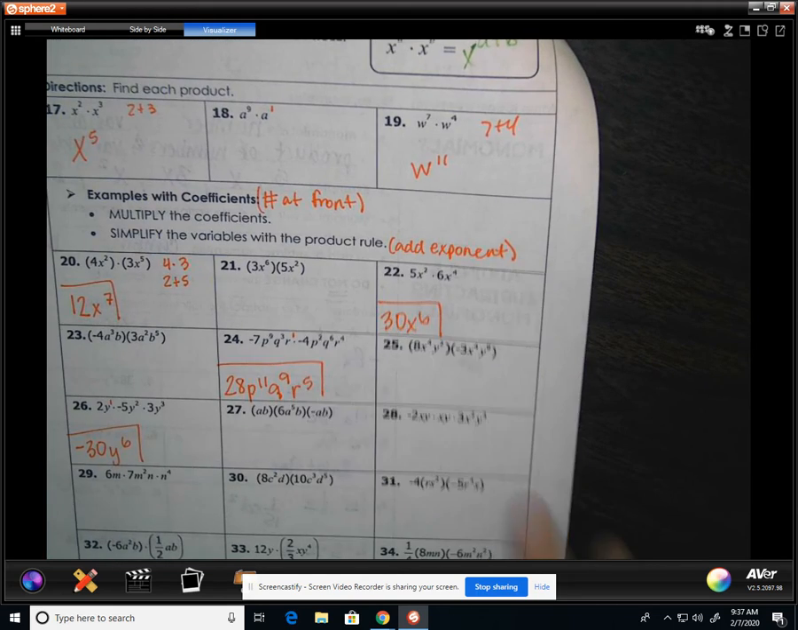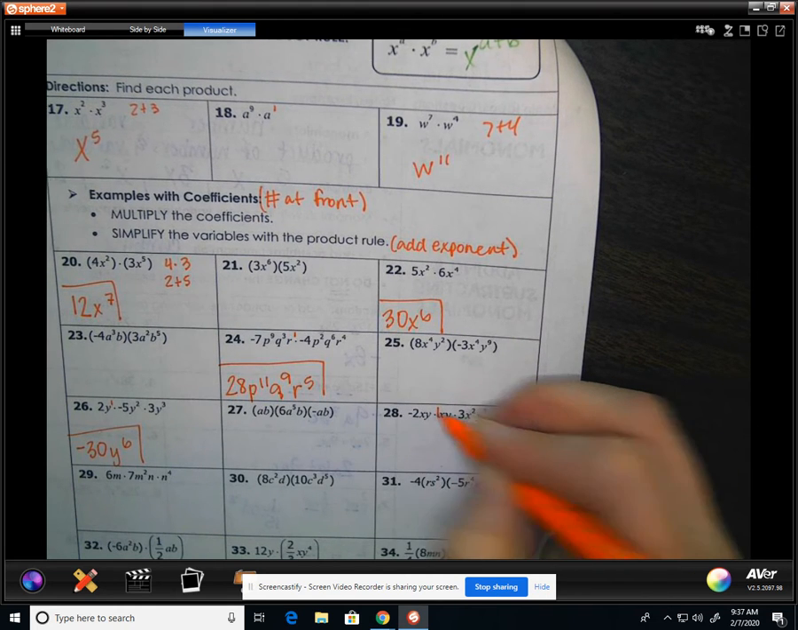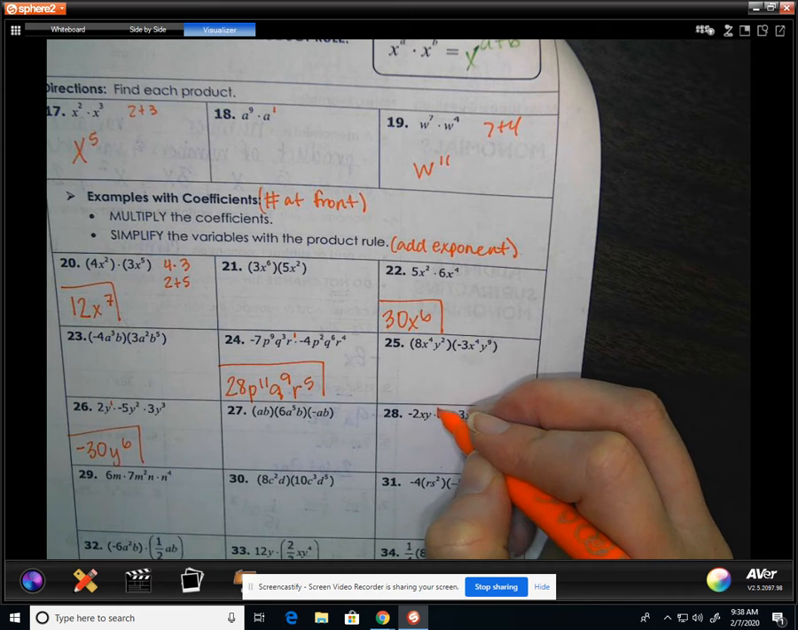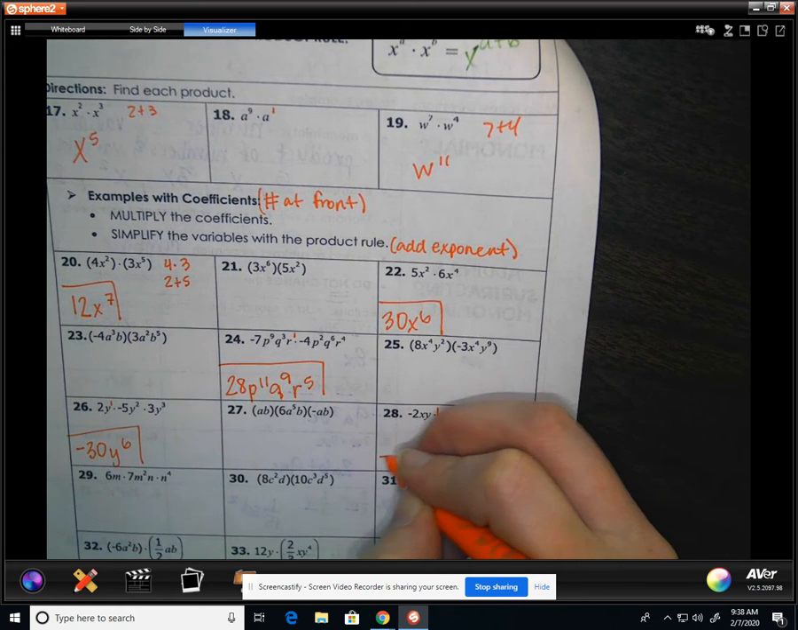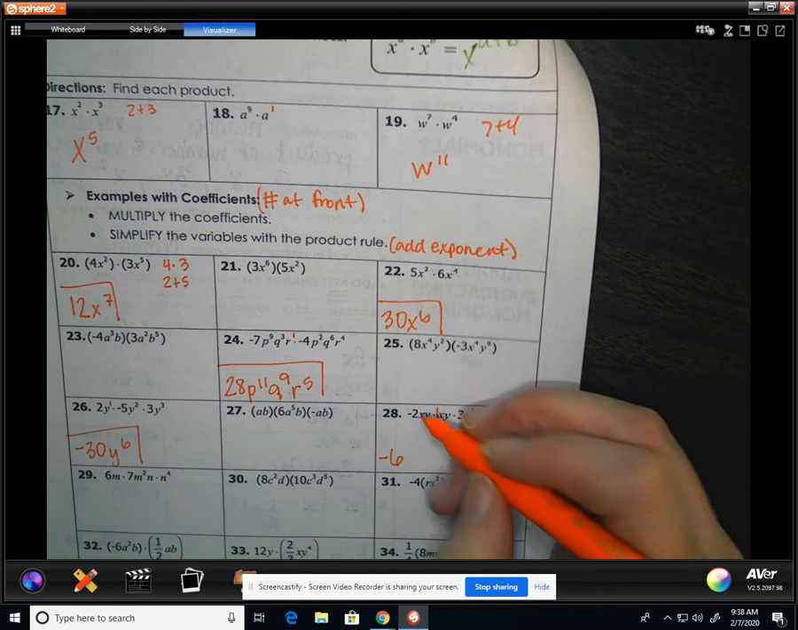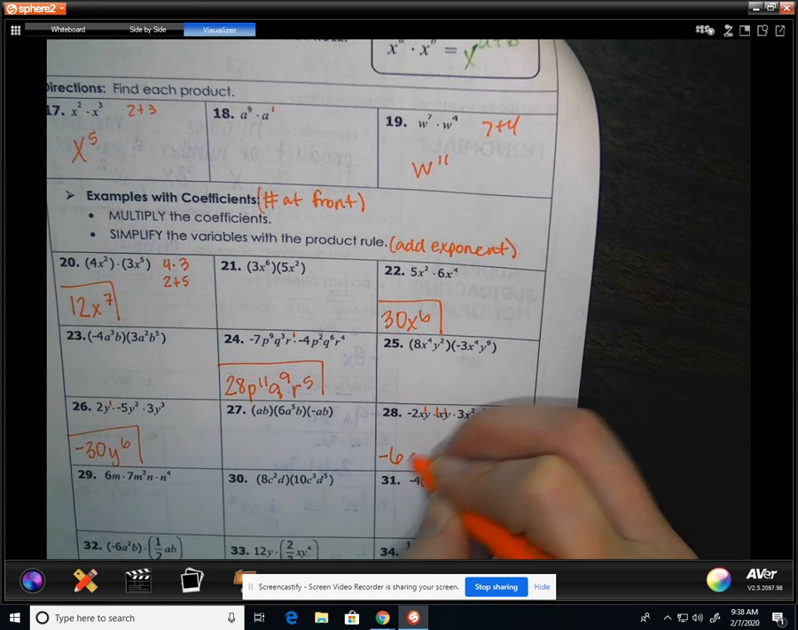Okay, for 28, I'm going to do -2, and there's a 1 right here, and then a 3. So -2 times 1 is -2, and then -2 times 3 is -6. Okay, I'm going to take my x's first. I have a 1, and a 2. So 1 plus 1 plus 2 is 4.